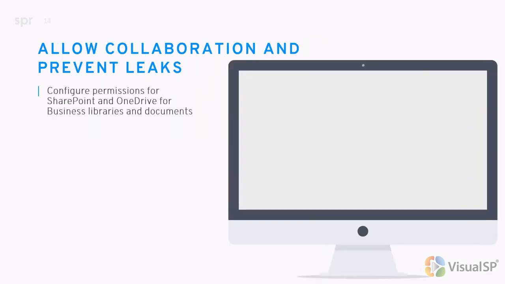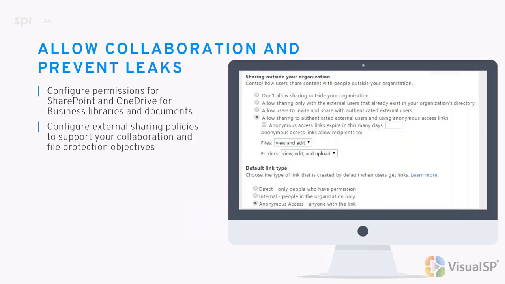So let's move on to collaboration and preventing leaks. So one of the things that you're also going to want to think about is all the permissions that you're going to assign. If you're carrying over an environment from an existing on-premises environment, a lot of times you can carry over the permissions the same way. But if you're building something new, you'll want to think through how you're applying those permissions, both for SharePoint, OneDrive, and other business libraries. The other thing you want to think about, and I mentioned this earlier, is you'll want to think about how to configure your external sharing policies to support your objectives.